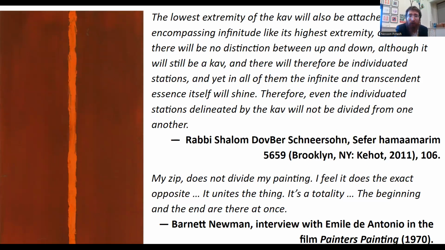There he says, the lowest extremity of the Kav will also be attached to the encompassing infinitude like its highest extremity. So just like the highest peak of the cosmos flows out of the infinite, so too that light will suffuse the world, and the lowest point of the cosmos will also be connected to the infinite in exactly the same way. Okay? Someone told me this is an unprecedented thing. You don't find this in any Kabbalistic text until Rashab, but I found it in the Alter Rebbe. Usually most things in Chabad, eventually, if you look hard enough, you'll find it in the Alter Rebbe, at least in a limited way.